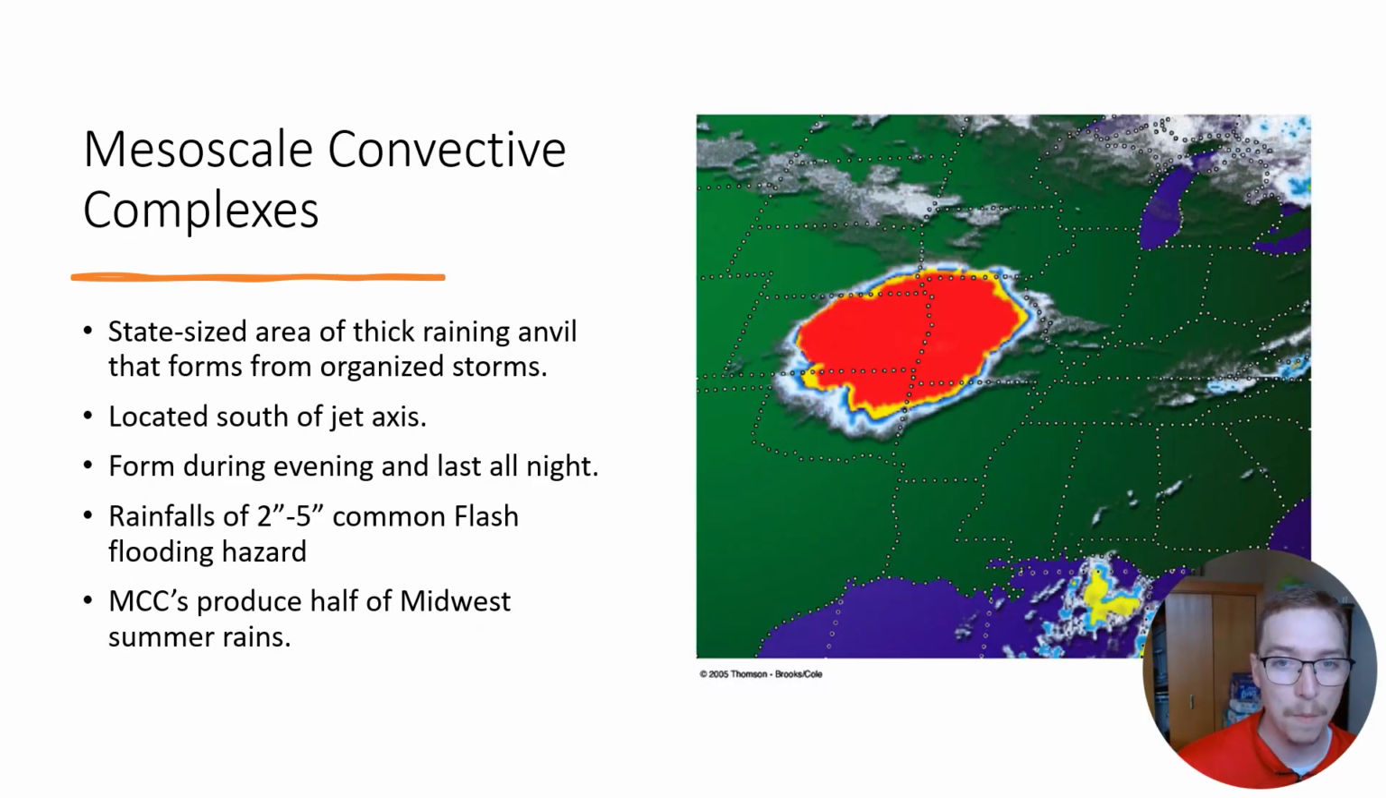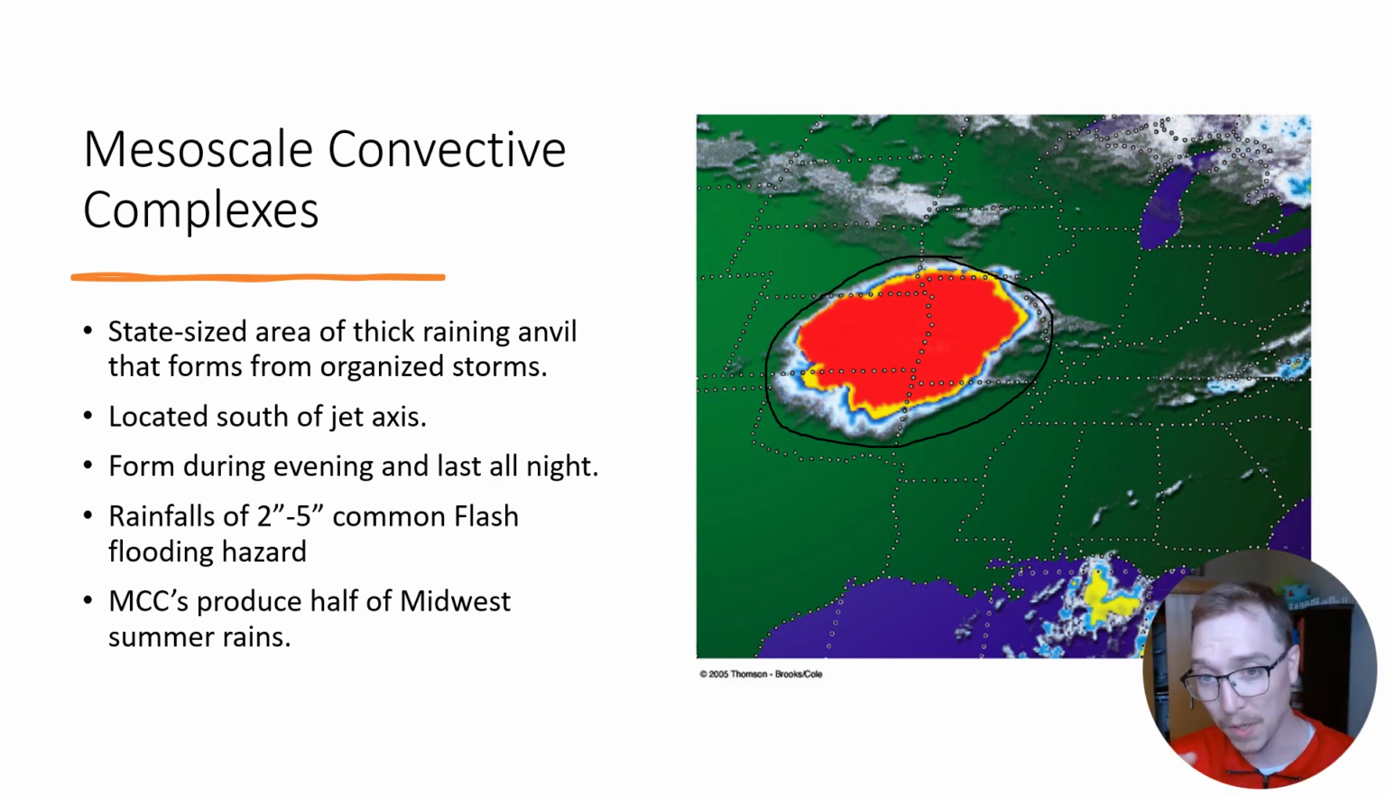We've got these big things called mesoscale convective complexes. These are basically state-sized areas of thick raining anvil that form from organized storms. You've got basically a massive cumulonimbus complex here. These usually form during the evening and last the entire night. They lead to 2 to 5 inches of rain, and they actually produce half of the Midwest's summer rain. So these types of mesoscale complexes are not uncommon, especially in our neck of the woods.